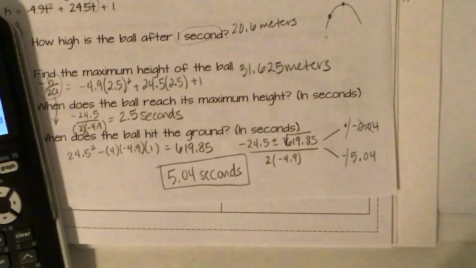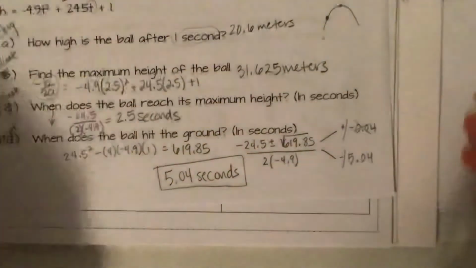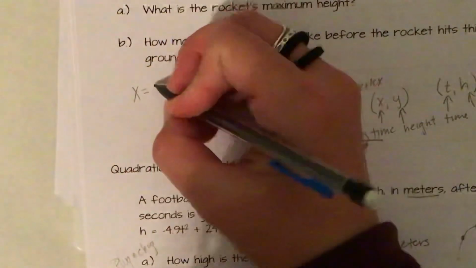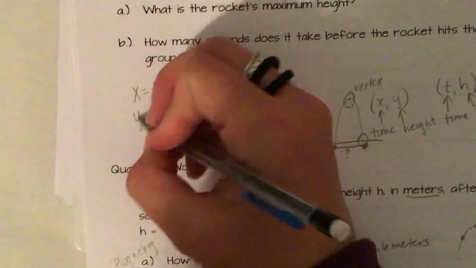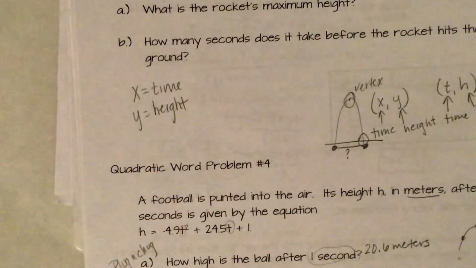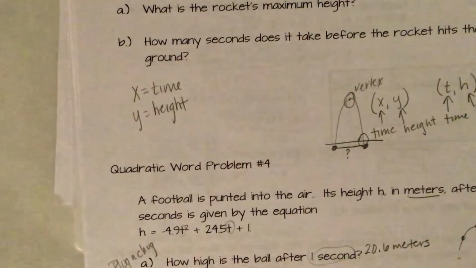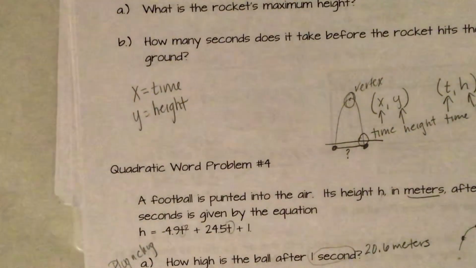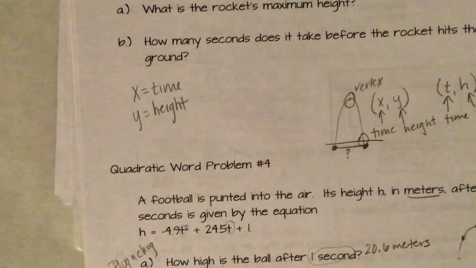Okay? All right, so again, part of the biggest issue with word problems is figuring out what you're trying to find. Okay? If you can remember that your x is always going to be your time and your y is going to be your height, that'll help you when trying to figure out what exactly you're trying to find. Vertex, are you trying to find the 0, the x-intercept? Are you just plugging and chugging? Like, what exactly are you trying to find?